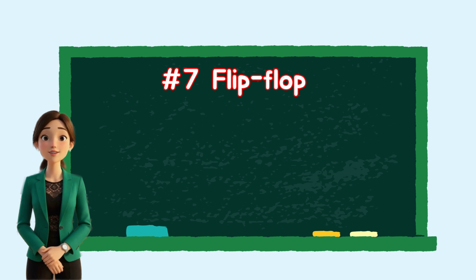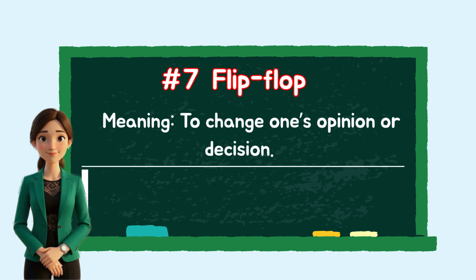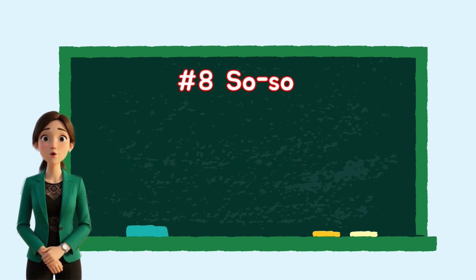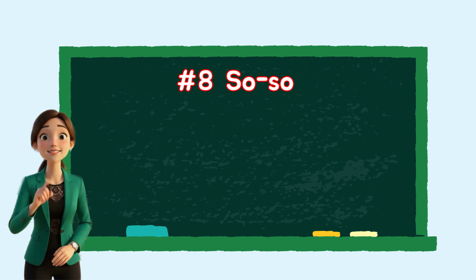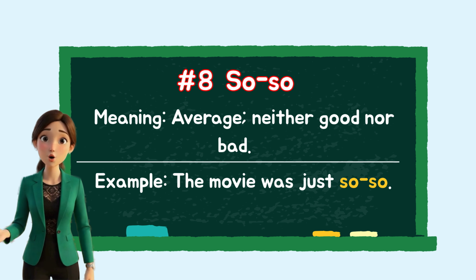Number 7, flip-flop. It means to change one's opinion or decision. Example, the manager did a flip-flop on the new rule. Number 8, so-so. It means average, neither good nor bad. Example, the movie was just so-so.